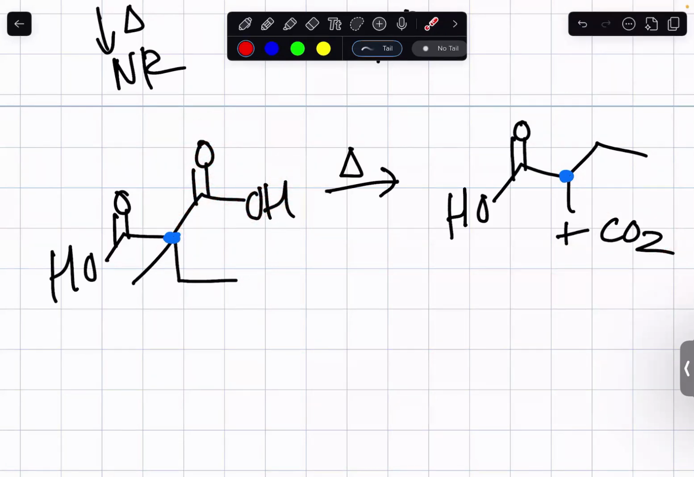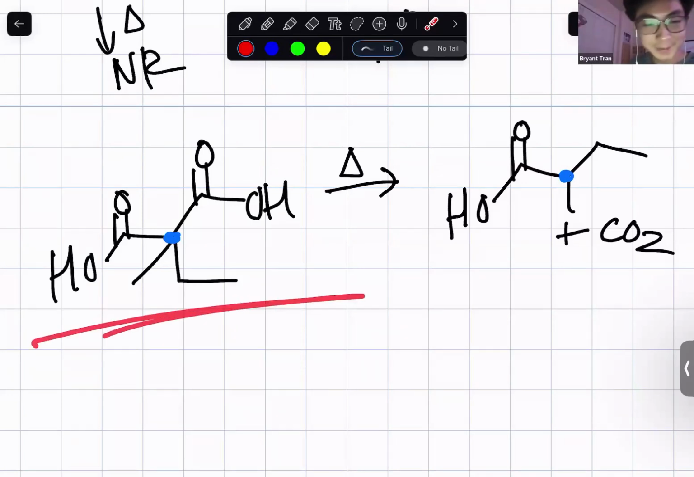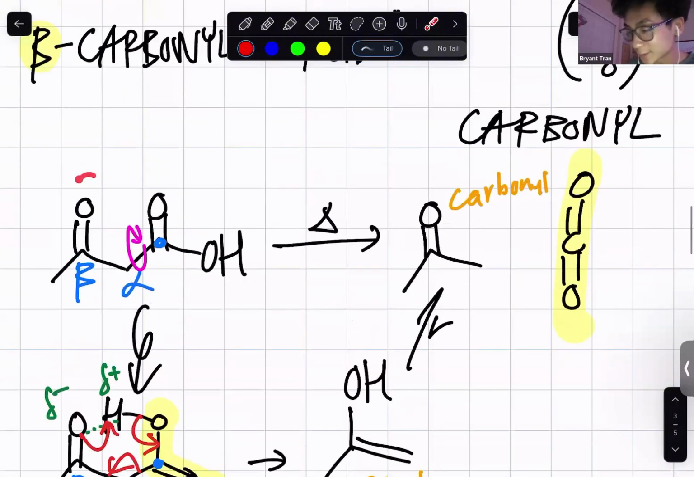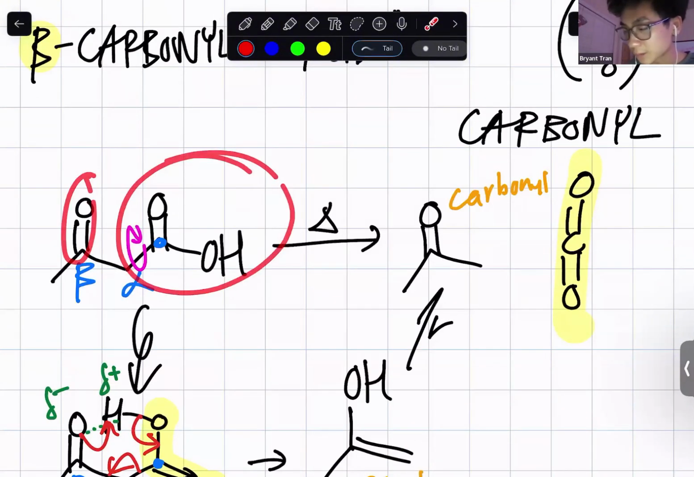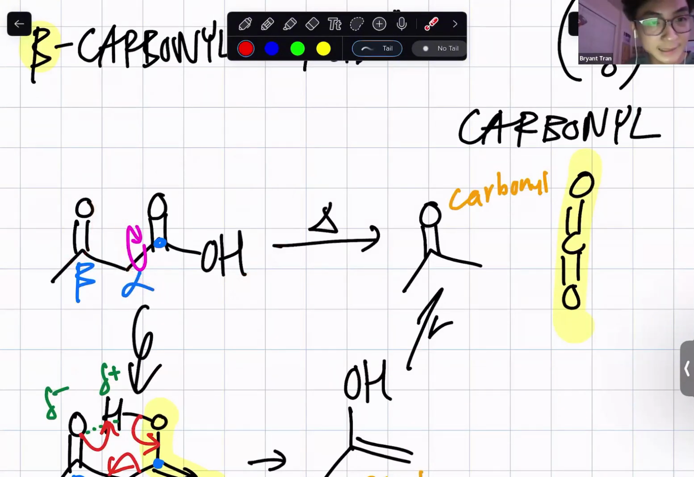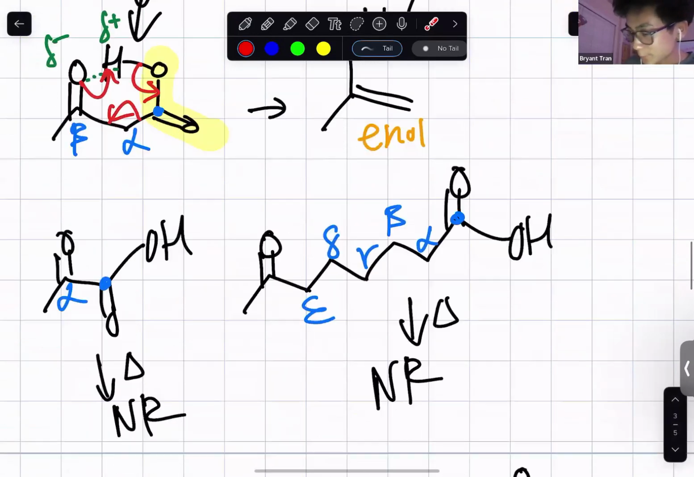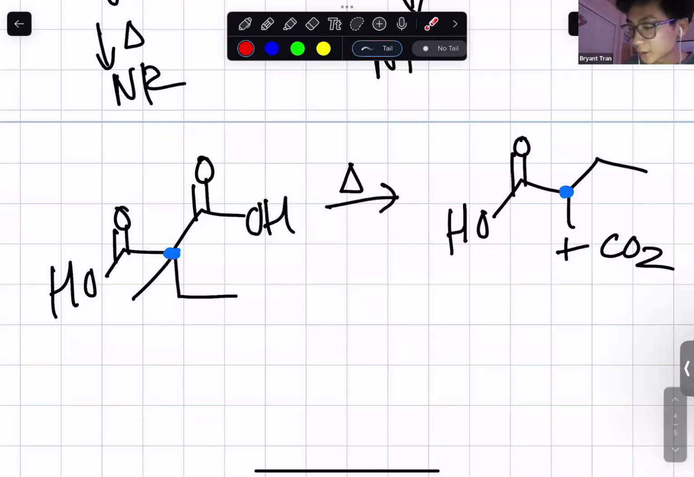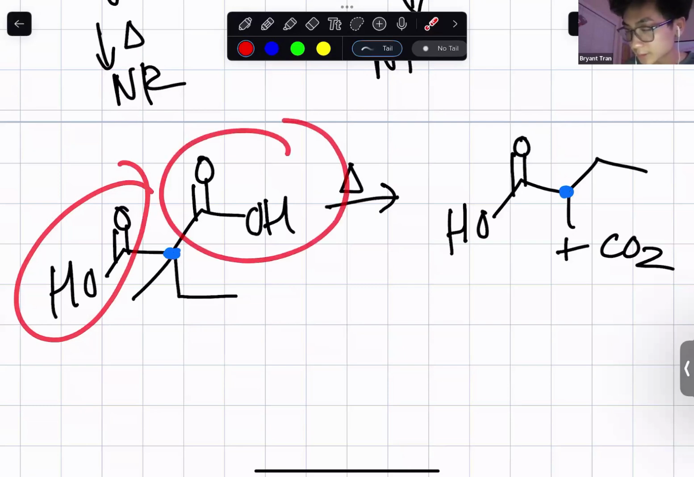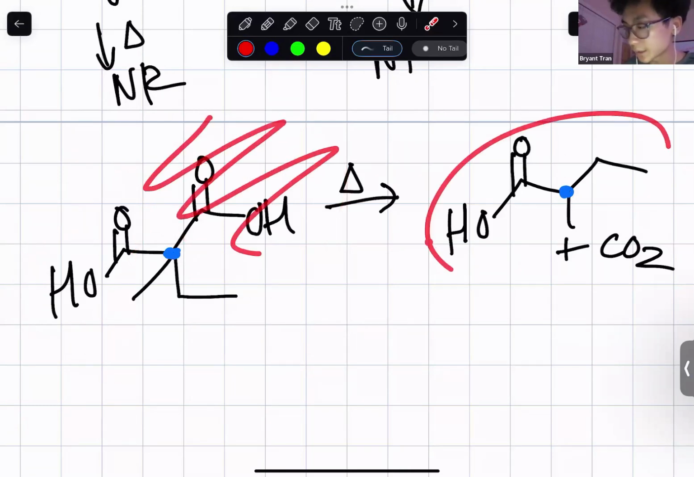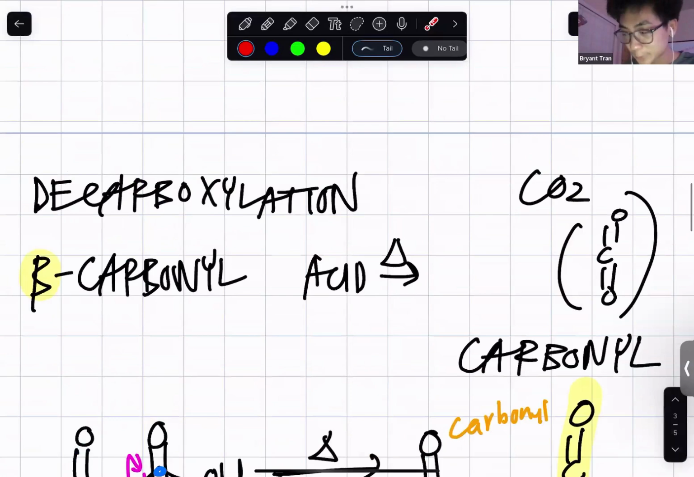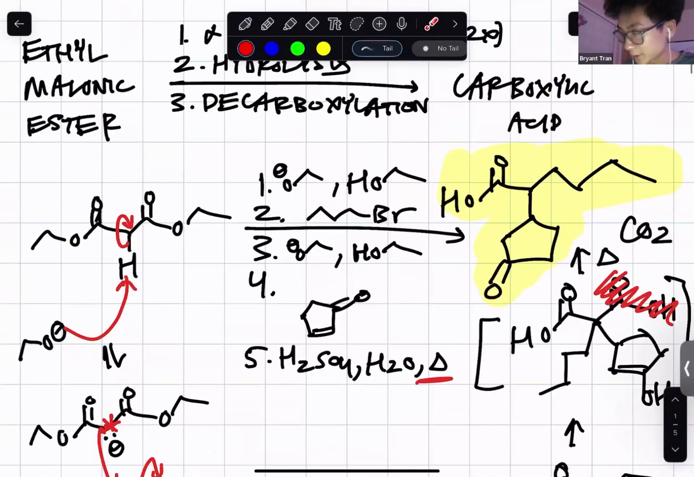This is very important because it is going to let you know the differences between malonic ester synthesis and acetoacetate synthesis, right? When you have a ketone beta to a carboxylic acid, that's acetoacetate synthesis. When you have a carboxylic acid beta to another carboxylic acid and you just get rid of one of them, that's malonic ester synthesis. That's what we just did previously right here, right?